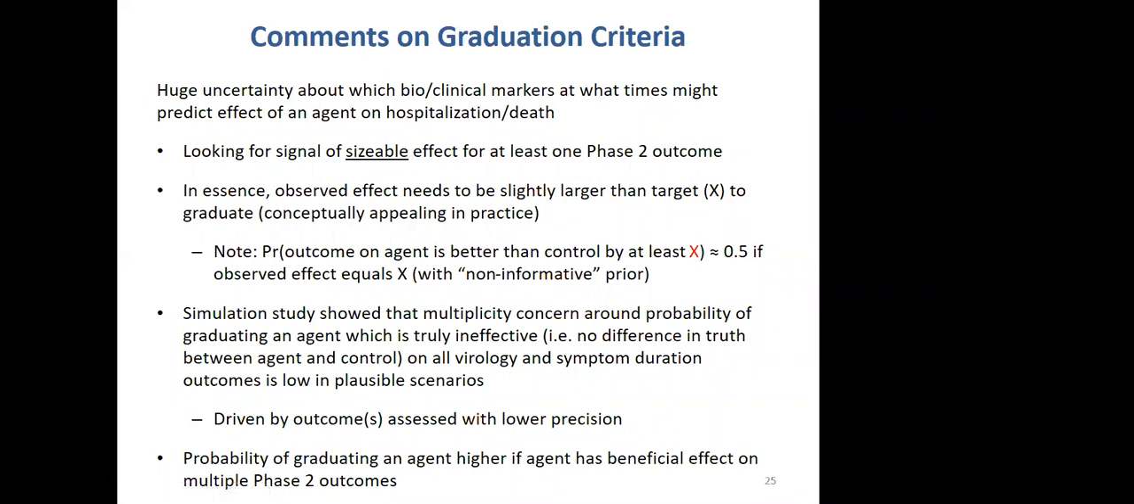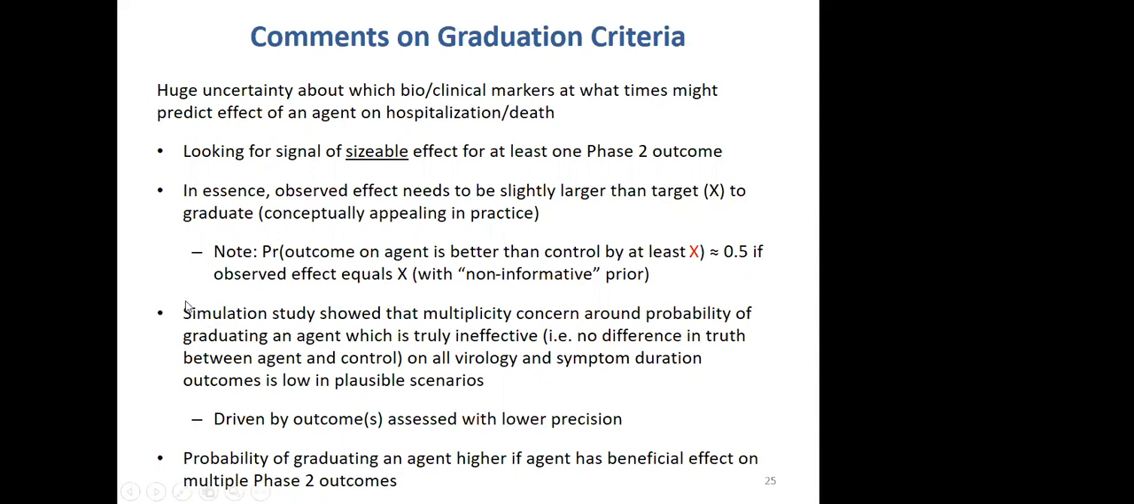In essence, what this approach needed to show is that the observed effect needed to be a little bit larger than the target on any one of those markers in order to graduate. And that concept of being based on the observed effect is really quite conceptually appealing when you're discussing results with non-statisticians, particularly clinicians.